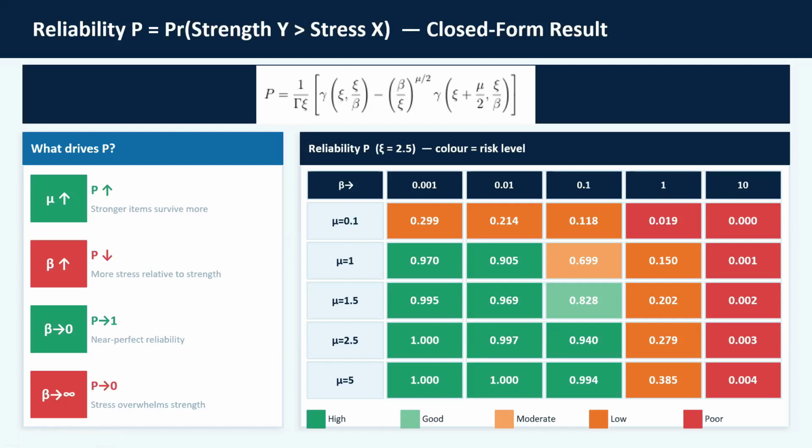If mu increases, the reliability P increases, and if beta increases, the probability P decreases. If beta tends to zero, it is almost sure that our system will not fail eventually. And if beta is infinite, the stress overcomes the strength, and our system will eventually fail.